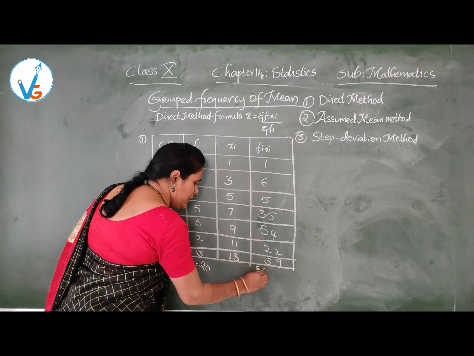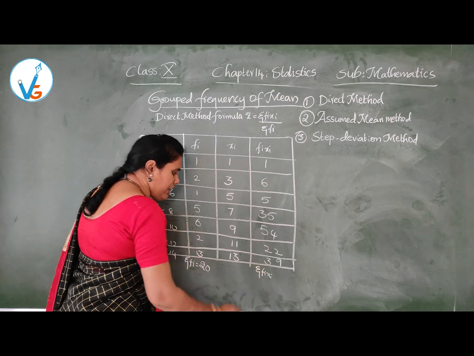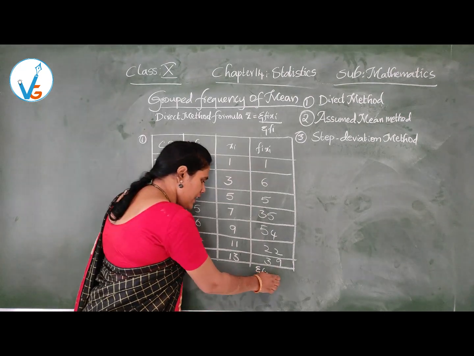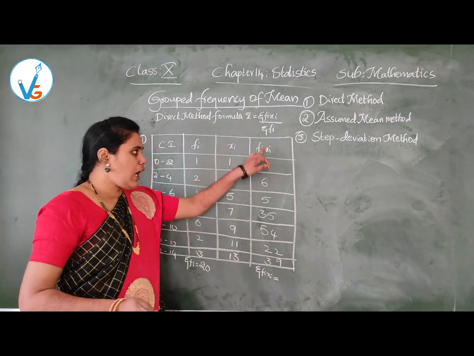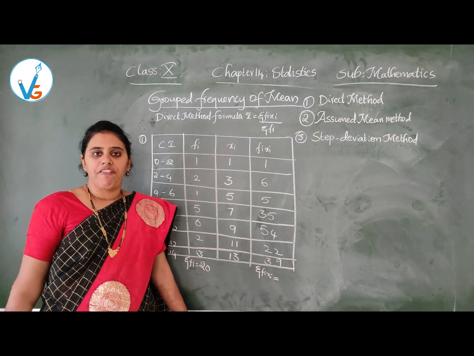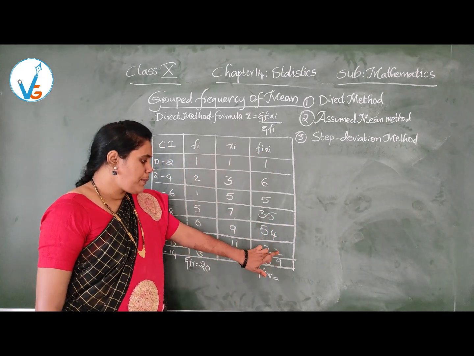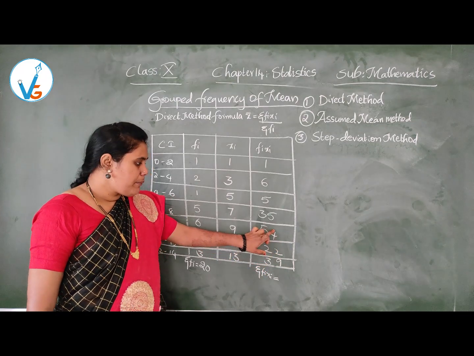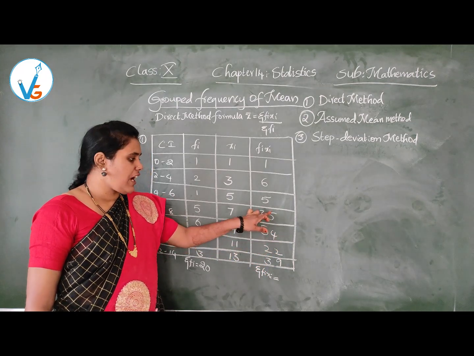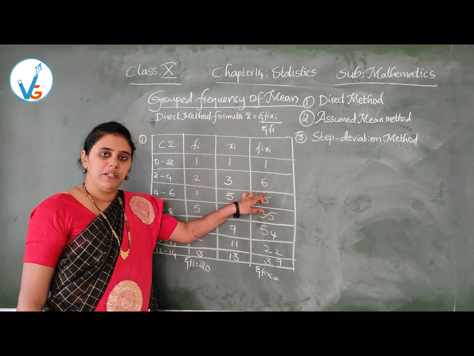Next, what is sigma fi xi we have to find out. Sigma fi xi is nothing but you have to add all the values of fi xi. Now you see here, 9 plus 2 will be 11, 11 plus 4 will be 15, 15 plus 5 will be 20, 20 plus 5 will be 25.